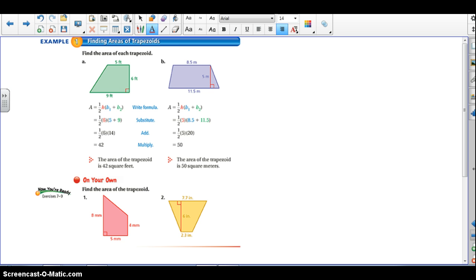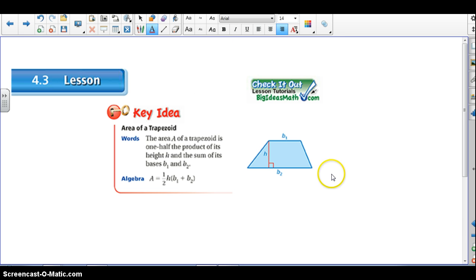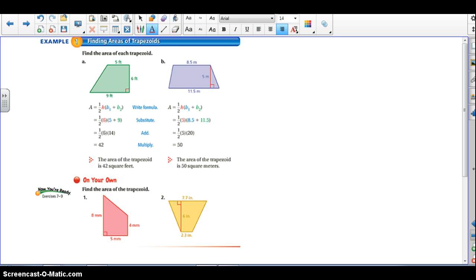Example 1. Finding the area of a trapezoid. Notice the one thing is the height of the trapezoid. I'm going to go back here. The height of the trapezoid is the height from base 1 to base 2. That is the height of the trapezoid. All right, looking at the formula in A, you write it again. Area equals 1/2 height times base 1 plus base 2.